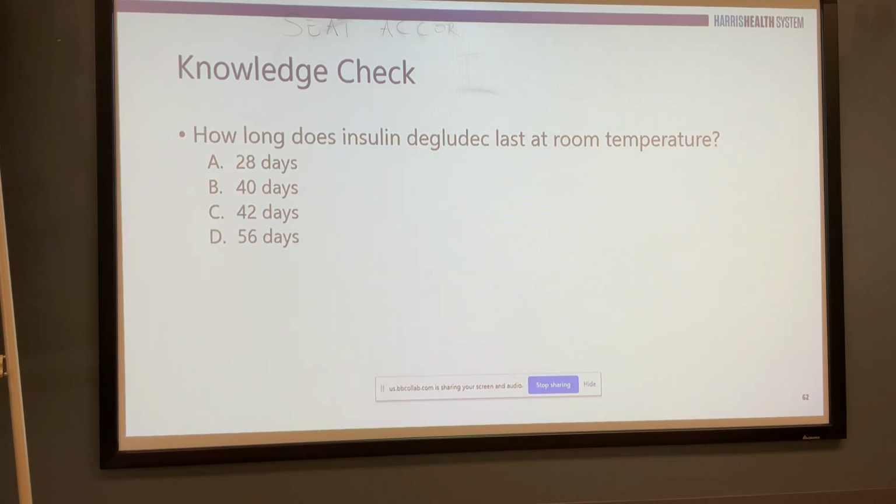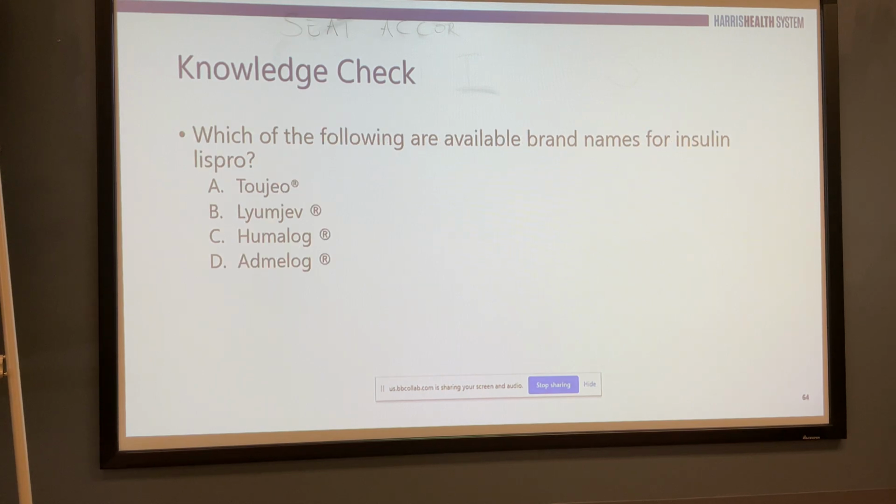How long does insulin degludec last at room temperature? That would be 56. Okay, 56. A lot of insulins do expire after 28 days. Some are 42. U500 is 40, depending on if you're giving the bottle or pen. So as you can see, there's different situations, but it's good to try to memorize as best you can. You can maybe guess 28, because a lot of them are 28.